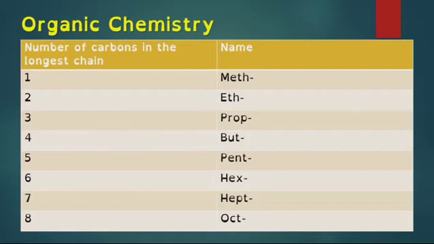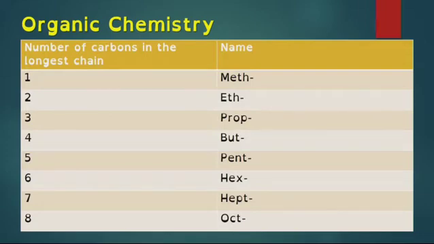Right? So for 1 carbon in our longest chain, we have meth. For 2 carbons in our longest chain, we refer to it as eth. For 3, prop; 4, but; 5, pent; 6, hex; 7, hept; and 8, oct. Now you are only going to be able to successfully name your compounds if you can combine the naming for each of the number of carbons with the name for each functional group or each homologous series.